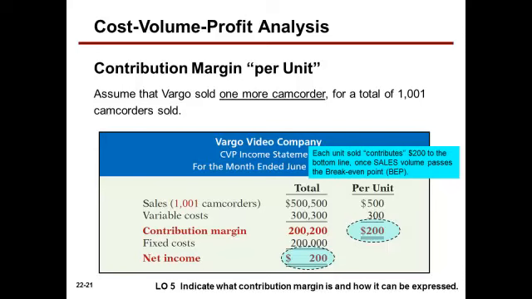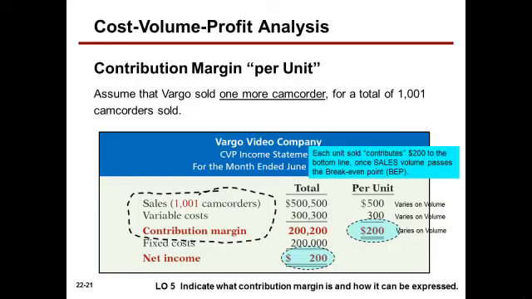We can see that our sales varies based on volume of products sold. Our variable cost also varies based on that volume sold. And so therefore, so does our contribution margin, since it's sales dollars less variable costs. A key relationship of this entire chapter is the sales less variable cost equals contribution margin relationship.